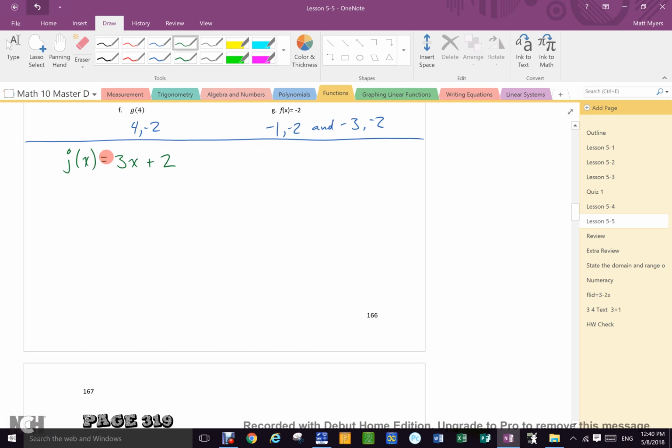Everybody cool? Now, if I write another function and it's not 3x plus 2, am I allowed to call it J? No. So I'm going to go ahead and write another function. 4 minus 6x. Everybody cool? And that I'm going to call k of x. Is everybody good? Everyone's good? Okay.